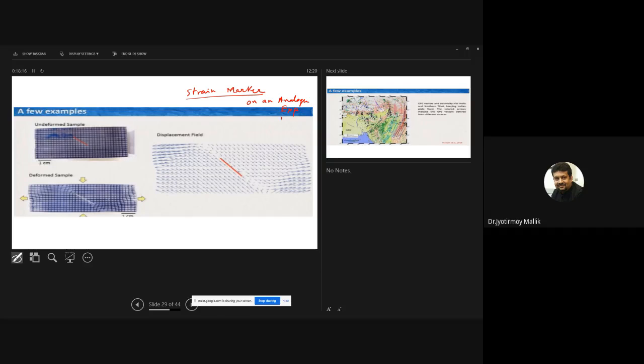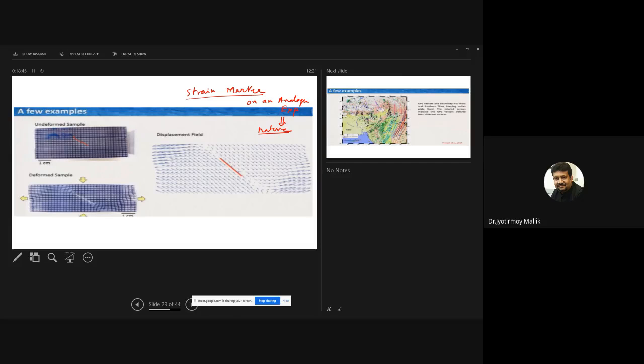But of course, there are such strain markers present in nature too. For the sake of simplicity, I am explaining it in an experiment, but then we will observe that plenty of such strain markers are also present in nature. What I am doing in this particular experiment is a very primitive sort of experiment, but you can do it at home as well.